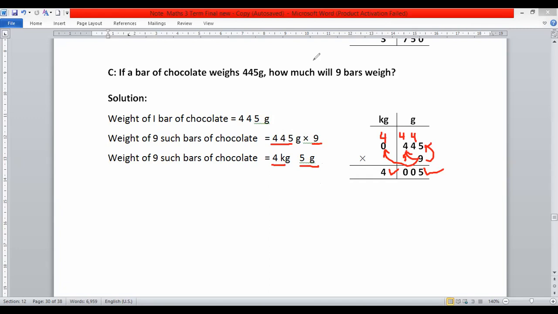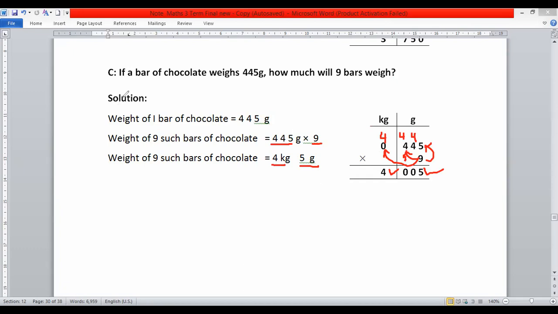In this way you can find the solution of part D. In part D, what is the total weight of 6 packets of biscuits if each packet weighs 575 gram? So you have to multiply 575 gram by 6. You can copy the statements just like the statements of parts C and B. So it is your homework. You have to solve part D by yourself.